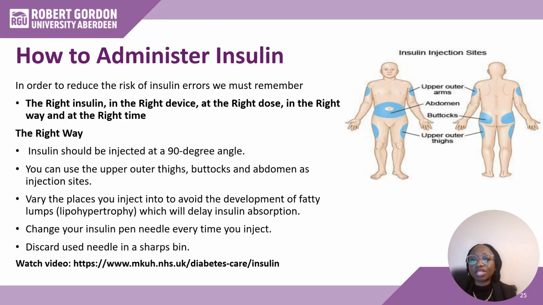So how is insulin administered? In order to reduce the risk of insulin errors, we must remember the right insulin in the right device at the right dose, in the right way at the right time. So insulin should be injected at a 90-degree angle. You can use the upper, outer thighs, buttocks, abdomen as injection sites, just as demonstrated in this diagram here. Those are the typical injection sites.